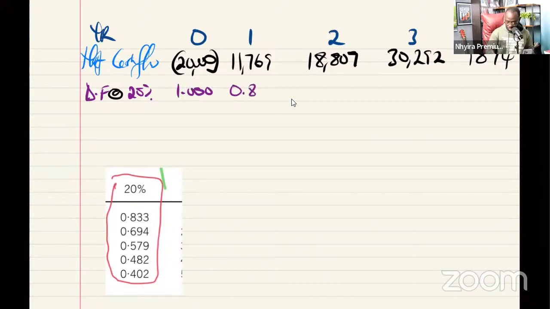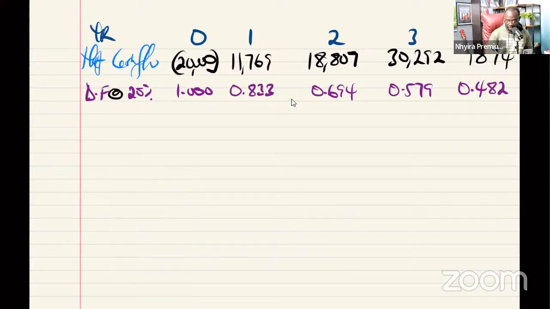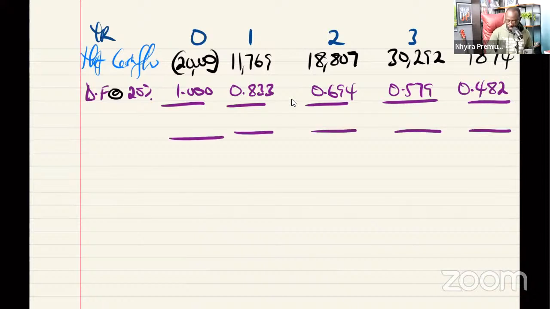Year 1, 0.8333. No, sorry. Just this. 0.694, 0.579, 0.482. So let's multiply up. Let's get a present value respectively. Remember, year 0 will still be the negative 20,000. So don't bother yourself on that. Fastest son, please multiply for me. Let me see the answers that we're going to be getting in the context of this one.